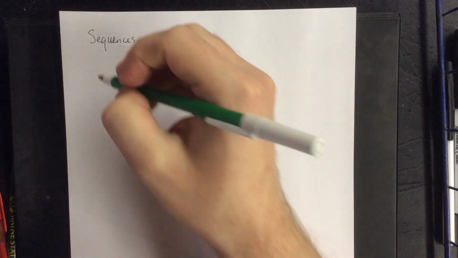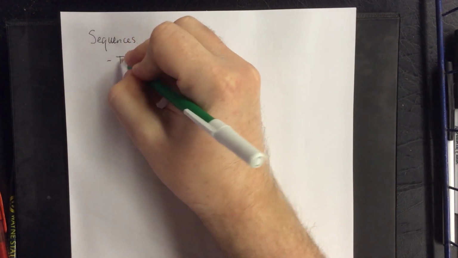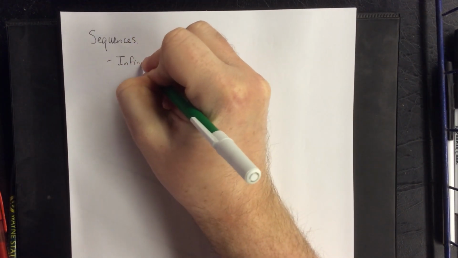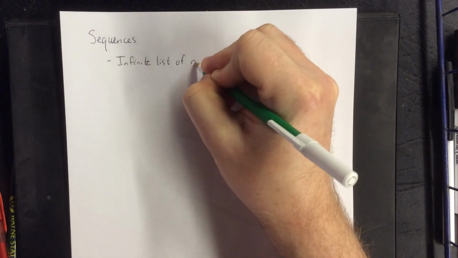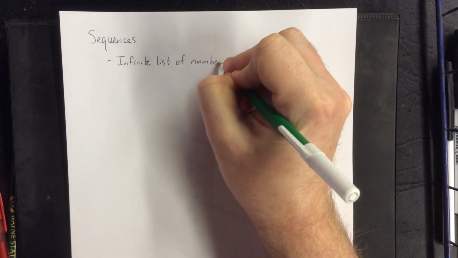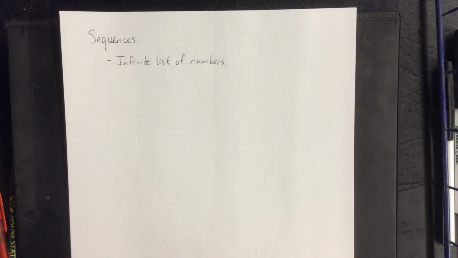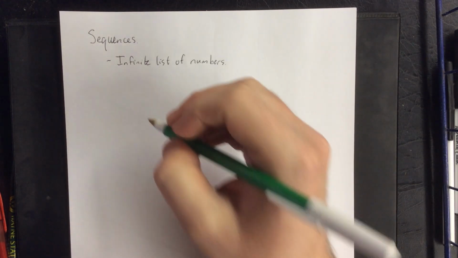In this video, we are going to introduce the concept of a sequence. Now, a sequence is simply going to be an infinite list of numbers. Sometimes there will be a pattern to these numbers, sometimes there won't necessarily be a pattern. However, there are several different ways that we can define what a sequence is.